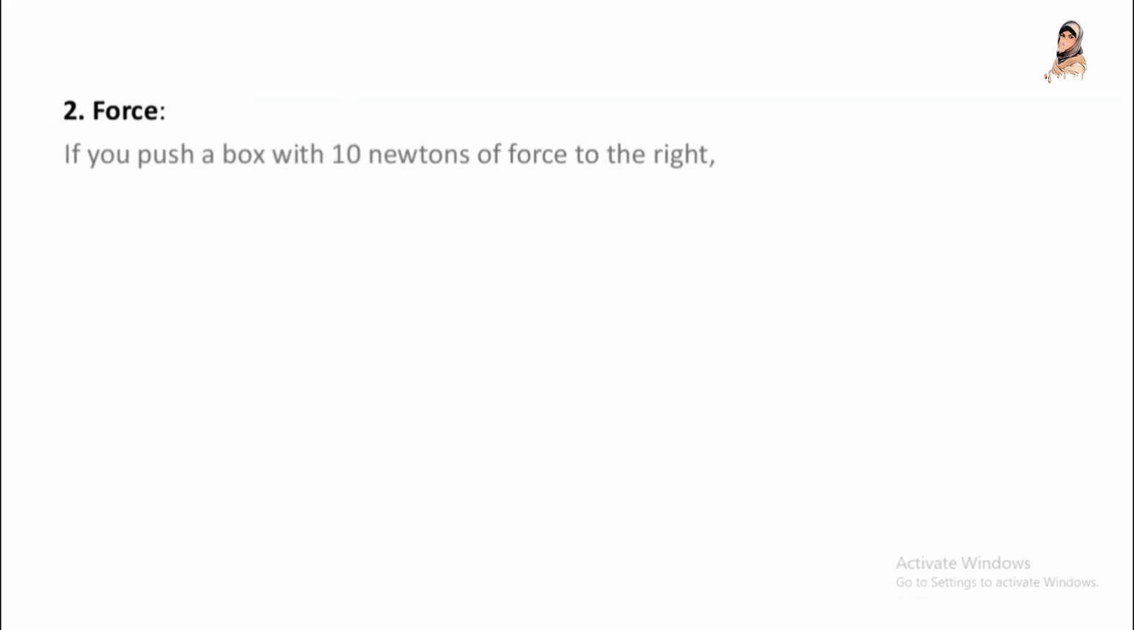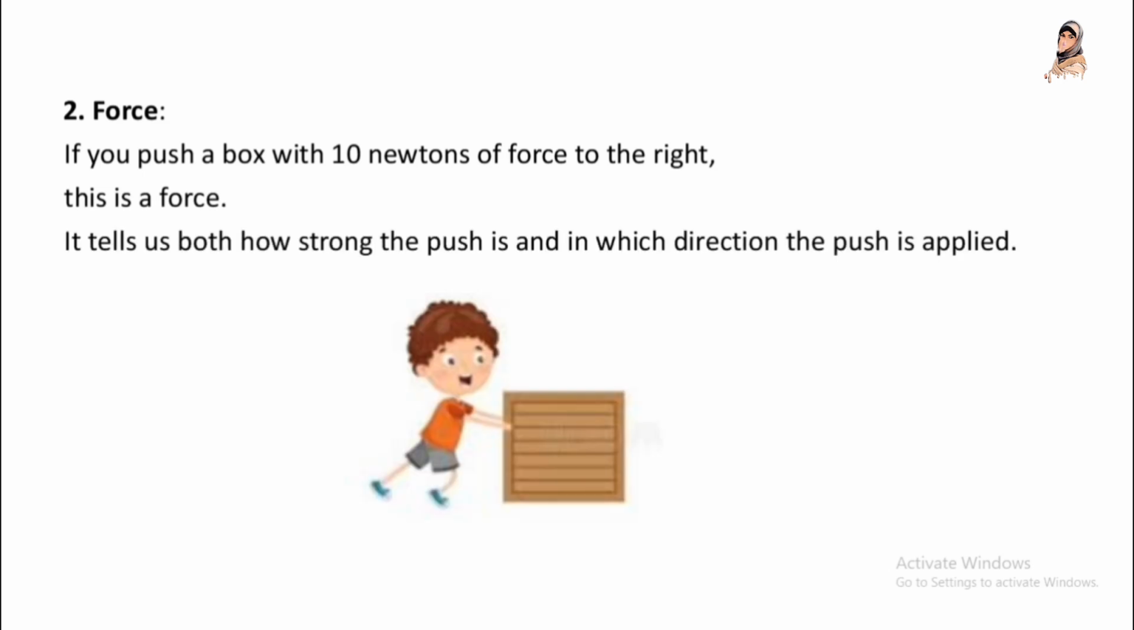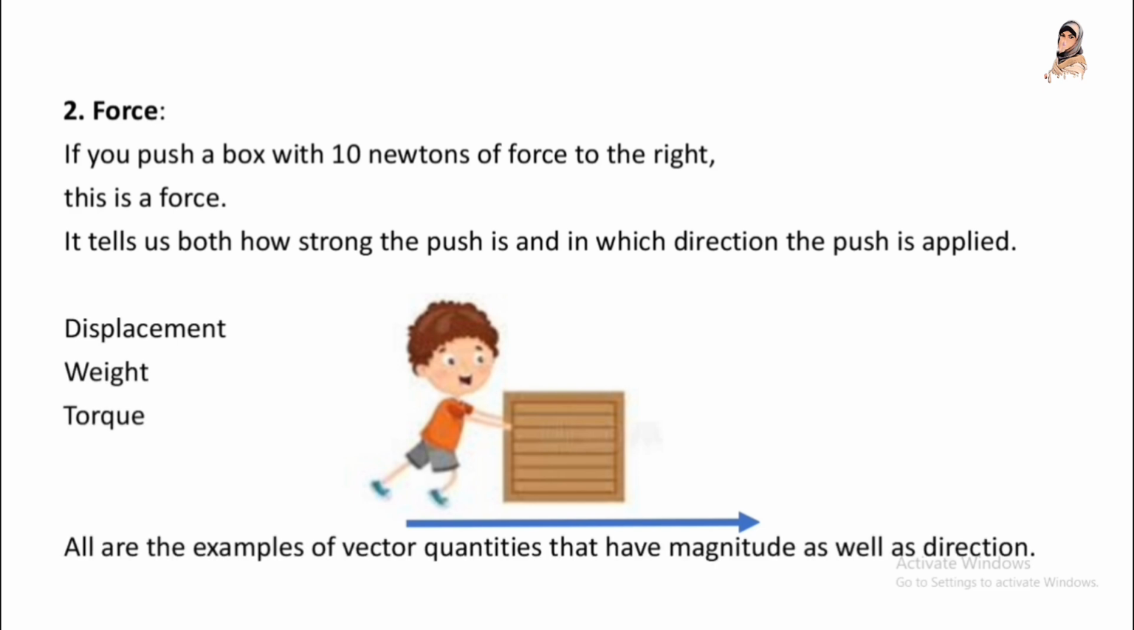Similarly, force. If you push a box with 10 newtons of force to the right, this is the force. It tells us both how strong the push is and in which direction the push is applied. So there is direction, this means force is a vector quantity. Similarly, displacement, weight, torque, etc. are the examples of vector quantities that have magnitude as well as direction. So this is the concept of scalars and vectors.